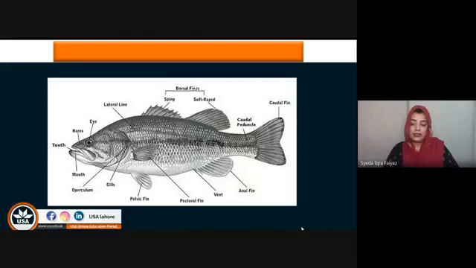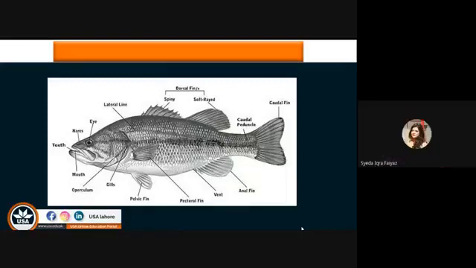Caudal peduncle is this bit of cartilage part which actually makes it use its tail. Caudal fin is the end part of the fish which is used to actually make it move forward. Anal fin, vent, pectoral fin, pelvic fin, these are all the types of fin that are actually helping the fish to move forward in the water.